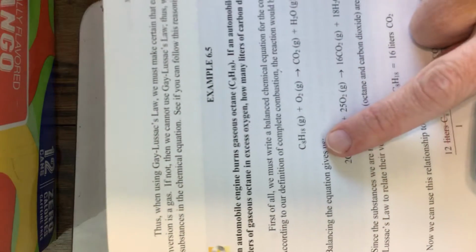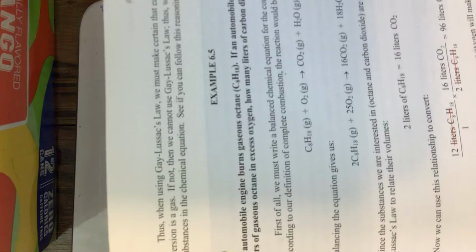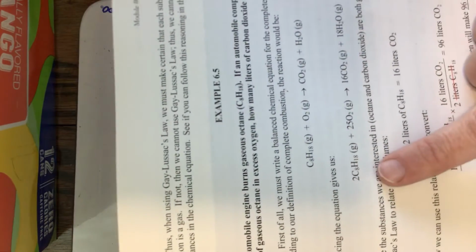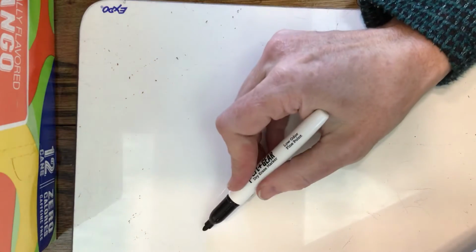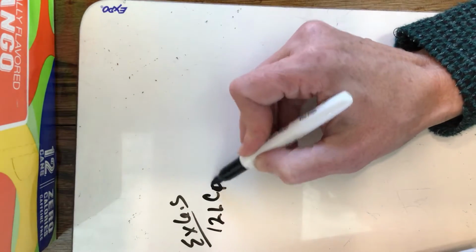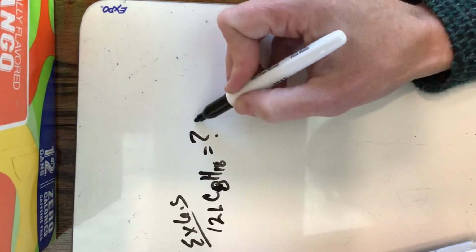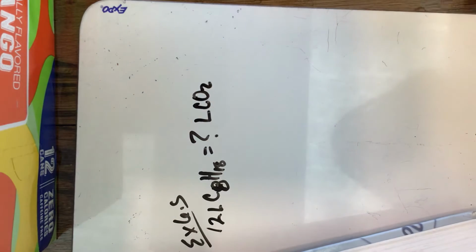So in example 6.5, we had this equation over here where we start with C8H18. We add O2 and get carbon dioxide and water. So this is combustion. They tell us we're combusting here. So we build our basic equation. We go back then and balance our equation, and we're at this point. So we're going to use this as our finished equation when we look in our example. So basically, when I look at these stoichiometric coefficients, I have 12 liters of the C8H18, and I am wanting to find out how many liters of carbon dioxide would be formed.